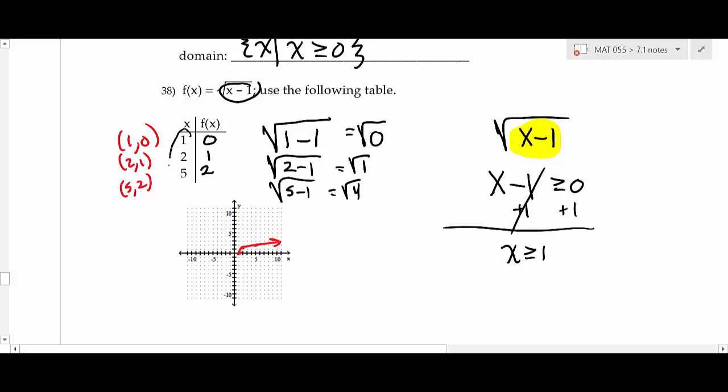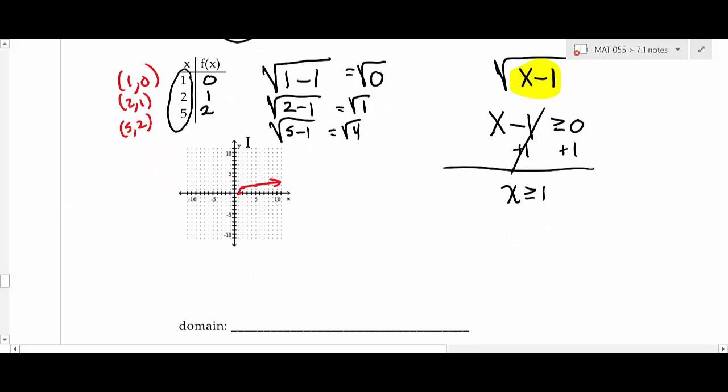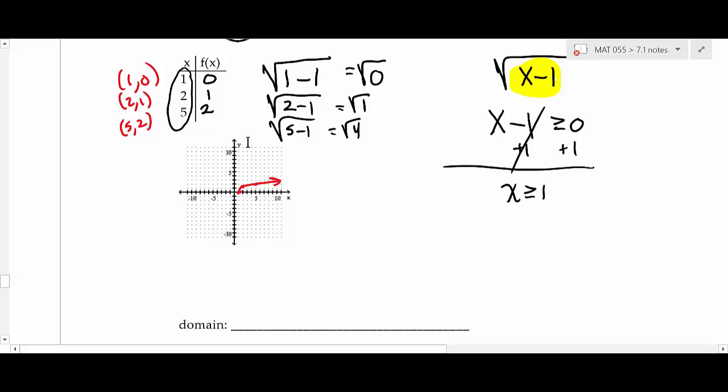So notice that I gave you numbers. I started with 1 and I went bigger. Okay? If I gave you numbers less than 1, you would end up getting square roots of negative numbers. So we say the domain is the set of x such that x is greater than or equal to 1. That's how you write that. Like that. Okay?